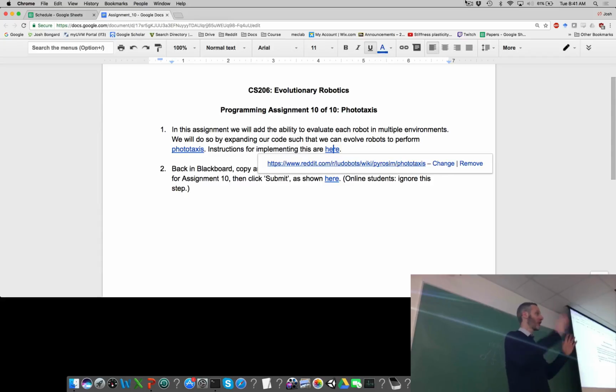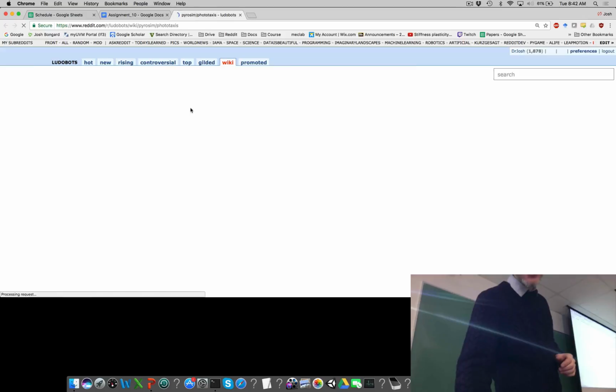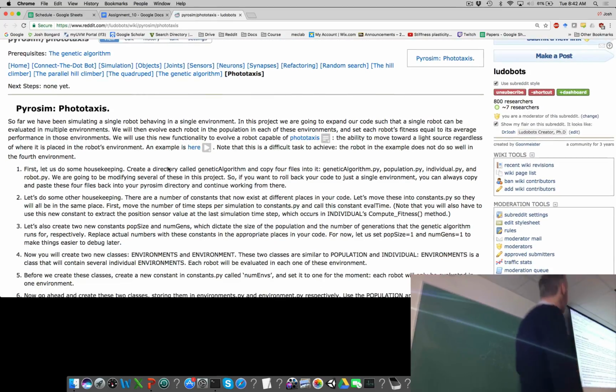If you manage to get 4 out of 4, we'd love to hear from you. That's a tricky thing to do. So the big challenge in assignment 10 here is really just getting some evidence that your robot is starting to evolve to exhibit, well, photophilia, in this case, moving towards the light.